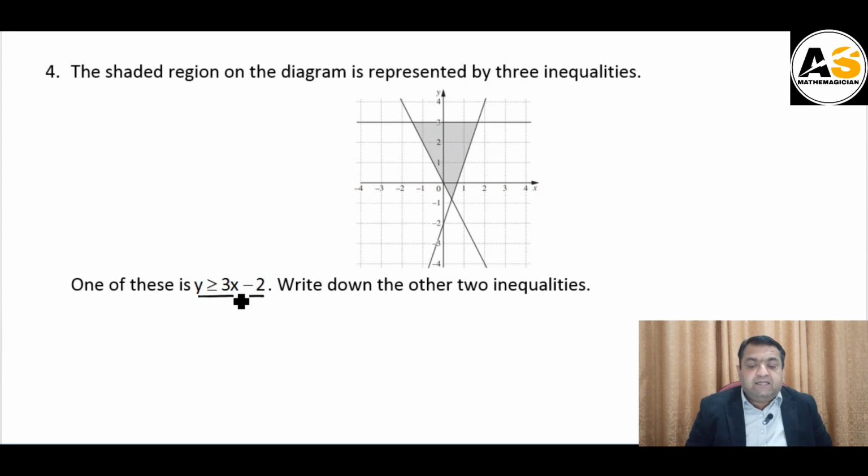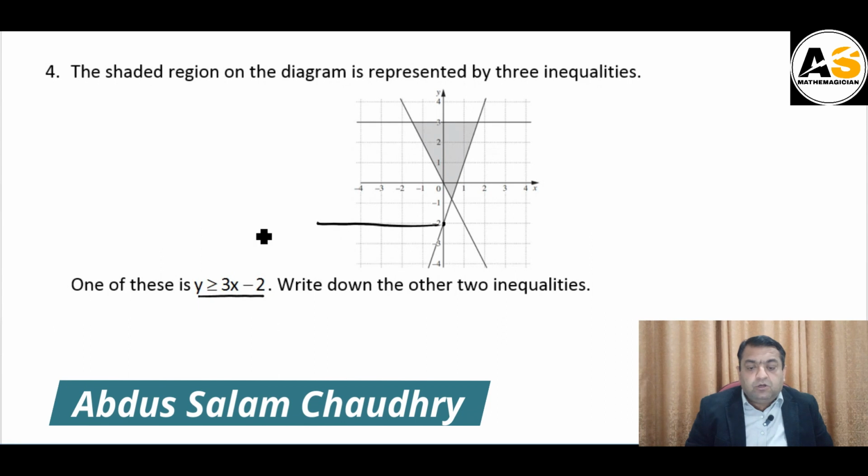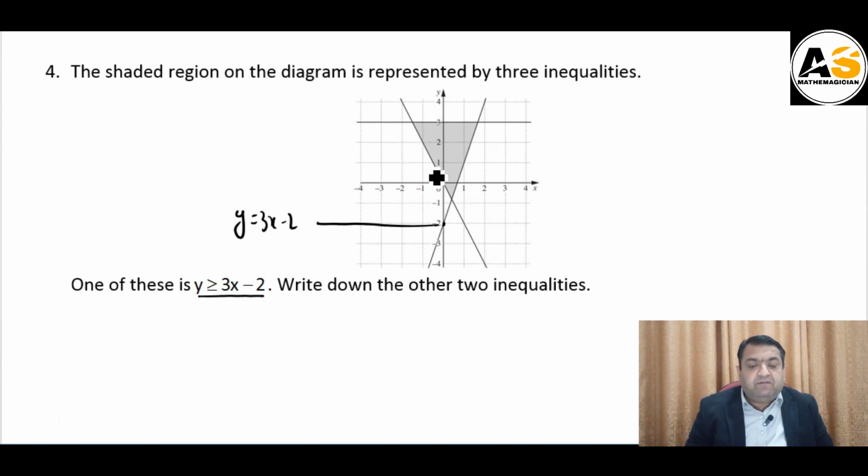If we put x is equal to 0, we will get y is equal to minus 2. So this is basically the equation. Y is equal to 3x minus 2, and the region above this line is shaded over here.